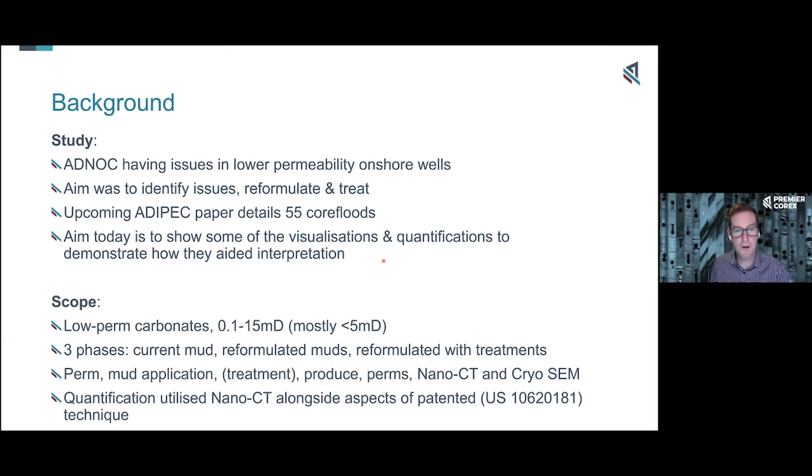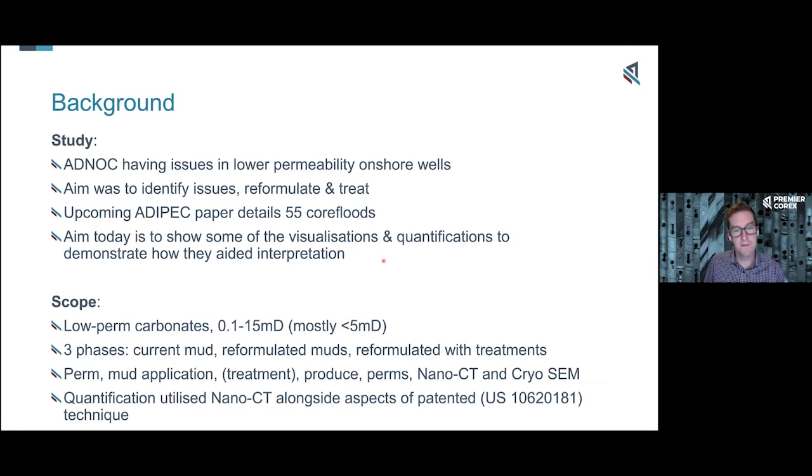The scope that we looked at here was lower permeability carbonates. So we're talking millidarcies. There was a couple of samples above 10 millidarcies. Mostly were below 5 millidarcies. The good permeability reservoir wasn't really a concern. And this was all matrix flows, so we weren't looking at fractured reservoirs here.